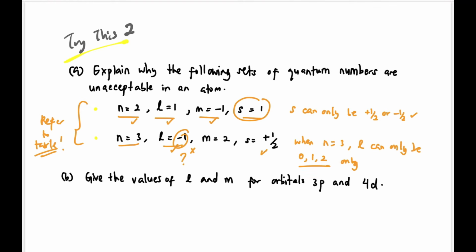The next one, give the values of L and M for orbitals 3p and 4d. Kalau dalam 3p, N equal to 3, L equal to 1. Kalau 4d, N equal to 4, L equal to 2.